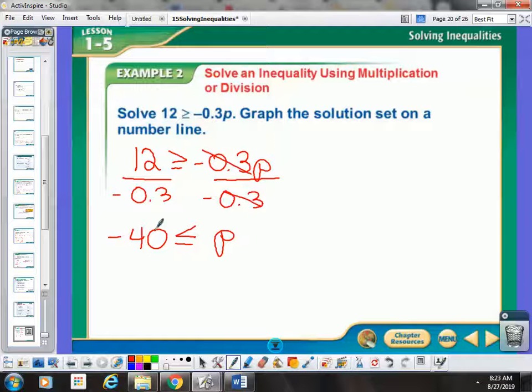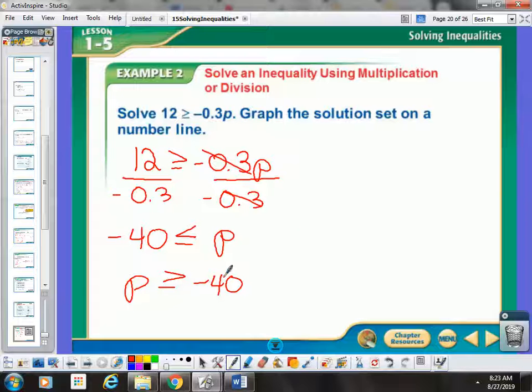The reason I didn't go ahead and flip p at the same time that I wrote this answer is because when I flip p to the other side, what's going to happen to that symbol? It's going to flip again, isn't it? I don't want to make any silly mistakes, so I'm doing one thing at a time. So go ahead and move it down. When I divided by a negative number, that caused me to flip it the first time. When I moved p to the other side, I flipped it yet again.